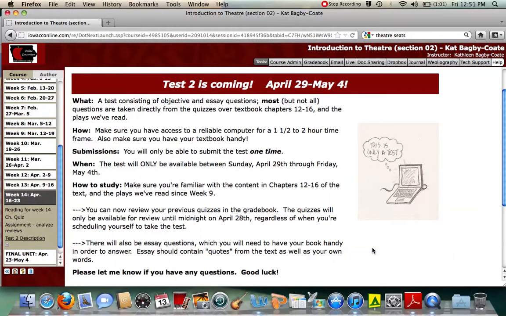And these quizzes will only be able to review in the gradebook until the 28th. So even if you've scheduled yourself to take the test on May 4th, you won't be able to access the gradebook after April 28th. So make sure you get your reviews done by then, regardless of when you're scheduling yourself to take the test. So like I said, there will also be essay questions. Have your book handy. Make sure you're able to quote the textbook if I ask you to. And look up what you need to look up while you're taking the test.